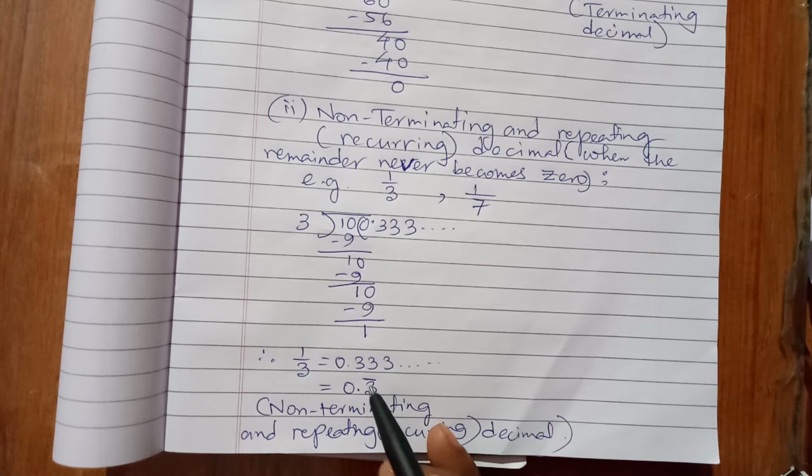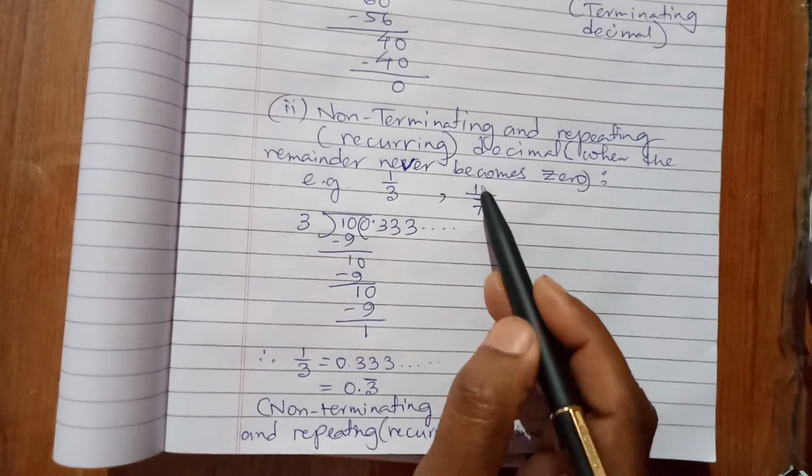That's why when you write in short this non-terminating repeating decimal, you put a bar on the repeating digit. As the repeating digit is 3, you put a bar on the top of 3 in 0.3, and this bar represents that the digit 3 is repeating in this decimal value. So this type of decimal is called non-terminating and repeating decimal.